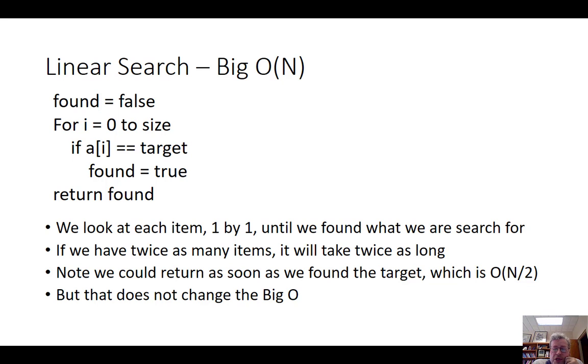Now, we could return as soon as we found the target. If we assume for a moment that the stuff we're looking through is random, the values are in a random order, in the average case, we're going to find what we're looking for halfway through.